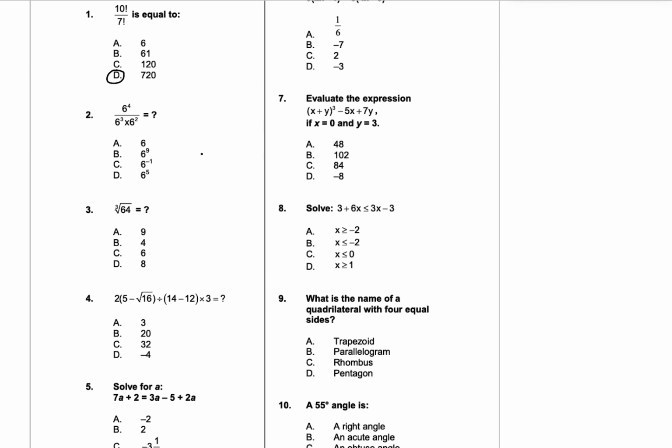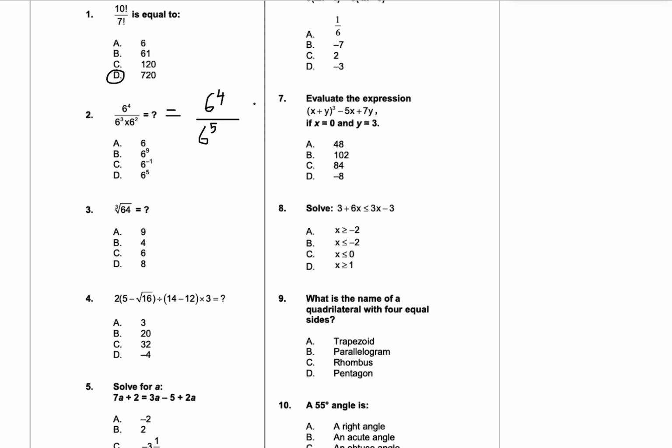And then the second problem is 6 to the 4th power divided by 6 to the 3rd power times 6 to the 2nd power. Whenever you're given any value of the same base multiplied with another number which has the same base but a different exponent, you can add the exponents. So we can rewrite this problem as 6 to the 4th divided by 6 to the, adding the two exponents, 3 plus 2, 5th.